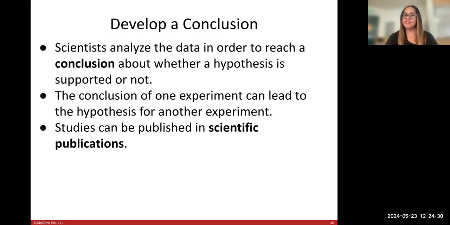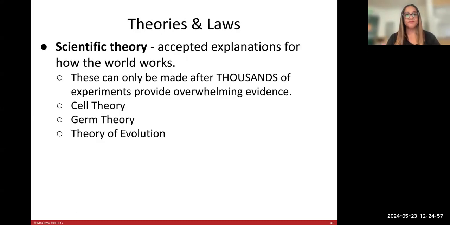Conclusion is next. Scientists analyze data in order to reach a conclusion about whether a hypothesis is supported or not. And in science, there's no right or wrong answer. You gather the data and your hypothesis, oh, my data supports my hypothesis, or my data rejects the hypothesis. If it rejects the hypothesis, then most scientists will just go back, change the hypothesis, and start again. And then studies can be published in scientific publications, which are very prestigious.